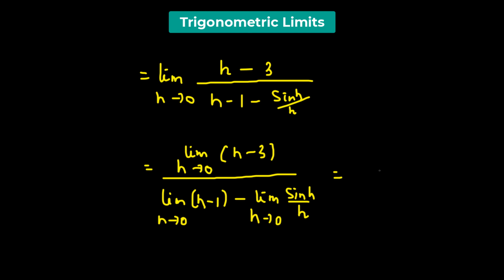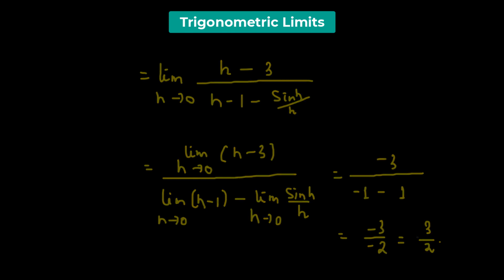So in the numerator, we're going to get 0 minus 3. So we have negative 3 in the numerator, divided by limit of h minus 1 will be 0 minus 1, which is negative 1, minus sine h over h. The limiting value is going to be simply 1. So that leaves us with negative 3 over negative 2. So we multiply both numerator and the denominator by negative 1. So that is going to give us 3 over 2. So this is going to be the limiting value of the given function when x approaches negative 1.